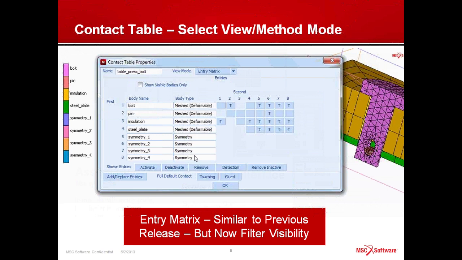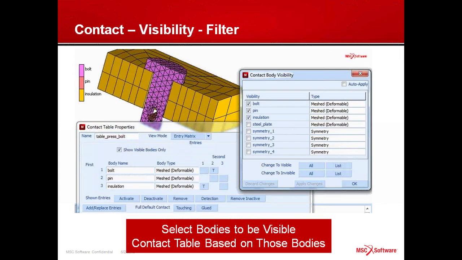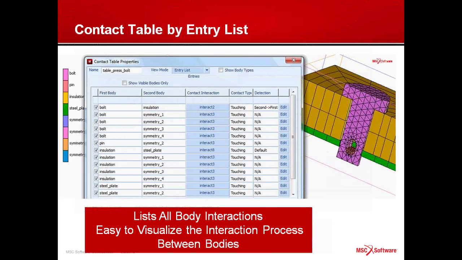We'll see a little bit later that it's not quite the same, but the key message is there's a new button called Show Visible Bodies Only, and when we activate that, rather than look at all 100 bodies, we can say we're interested in the interaction of parts in this region, so let's just focus on a few bodies, in which case this table will be reduced in size. And that helps you in the work that you need to do. That's shown right here. We have activated the bolt, the pin, and the insulation, in which case rather than a table being 8 by 8, it would be just 3 by 3. And it helps with the visualization of what you are currently working on.